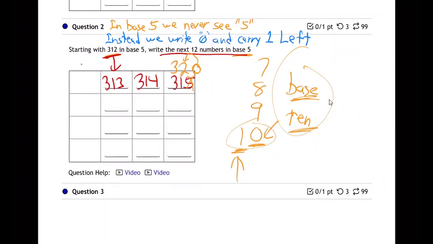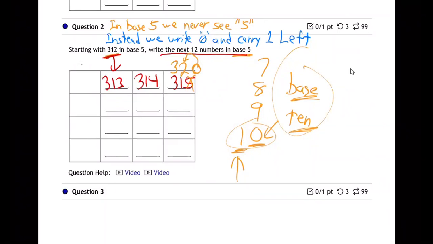That makes sense? So if you think about it in base systems, place value systems, whenever you hit the base number, that's when you carry. So in base 10, when we hit 10, it's time to carry. Therefore in base 5, when you hit 5, it's time to carry. Instead, write a 0. And what does that mean? You write a 0 and you carry 1 to the left, don't you? See how it's exactly the same thing?